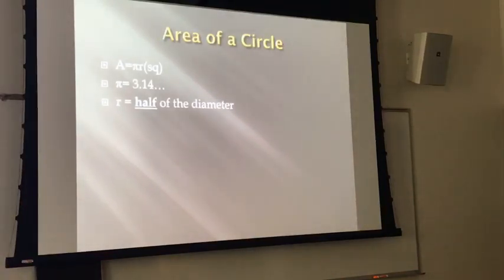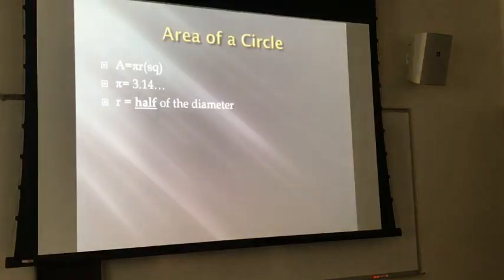Right, so if the diameter is 10, what is the radius? Half of 10, right? So half of 10 squared is 5 squared, 25, right? So it would be pi times 25.